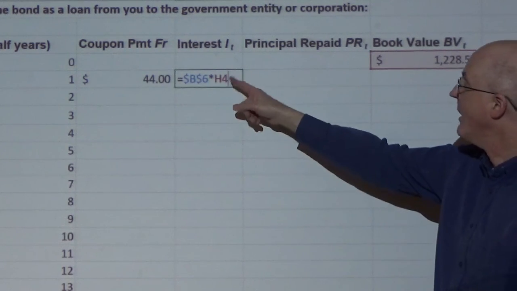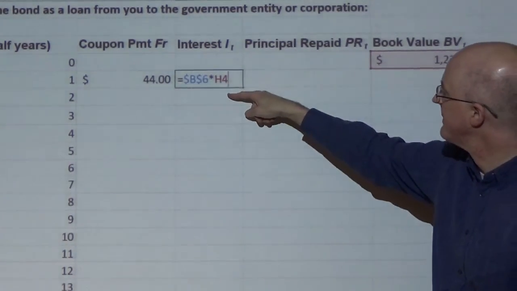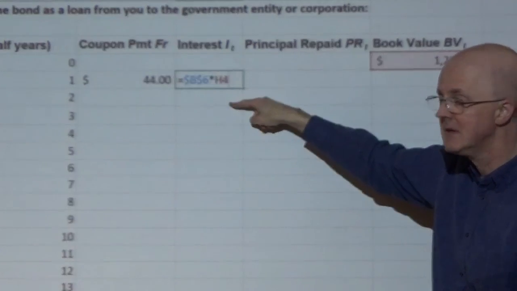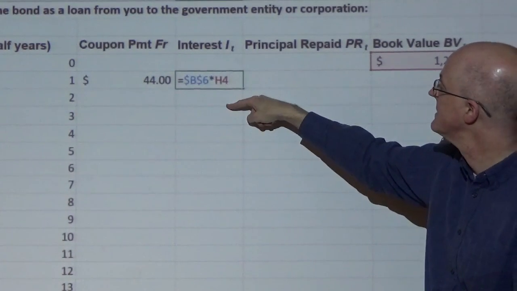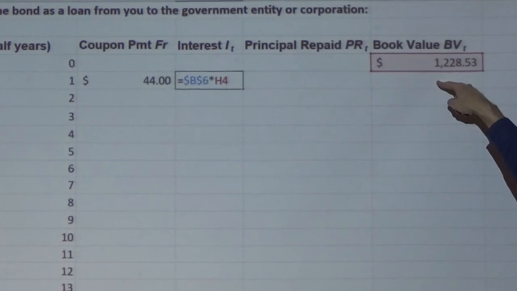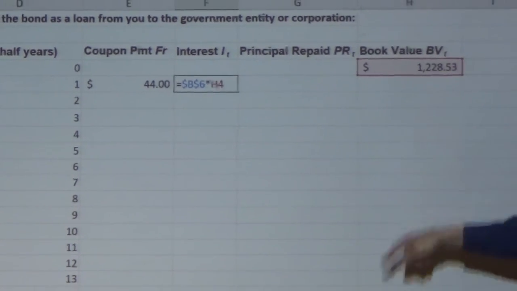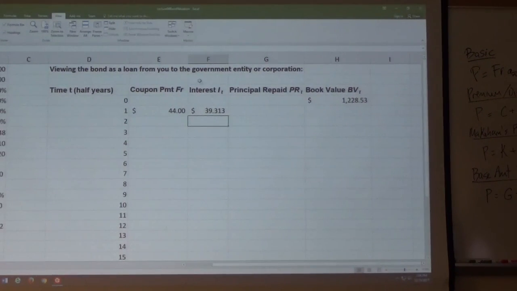However, I don't want to use dollar signs there because I want that to get updated to H5 when I copy and paste this formula to this next cell. One down, it will make the 4 change to a 5 based on the new balance after that first coupon payment. And that's what you want. Got more decimal places? I'm not going to worry about it here.